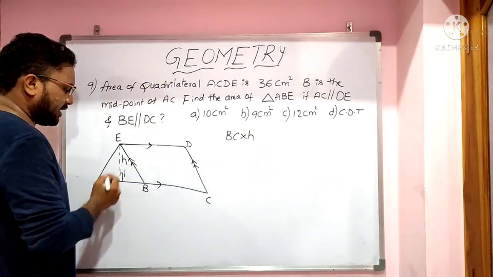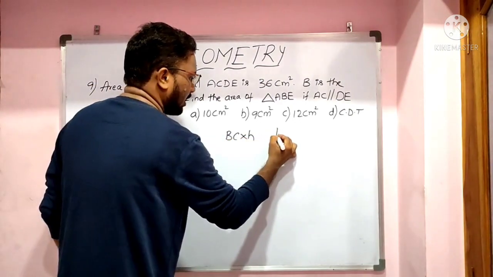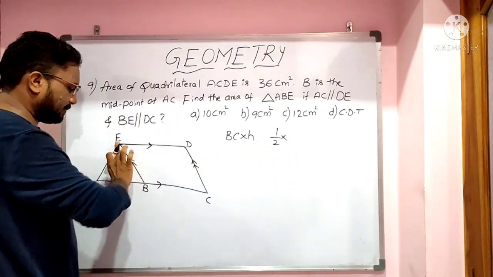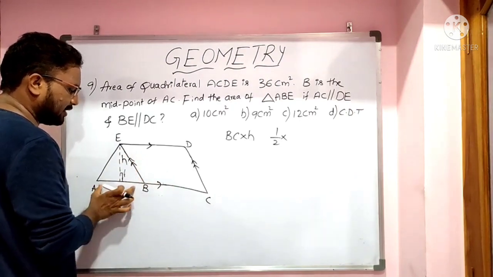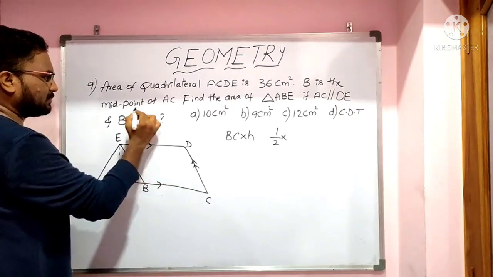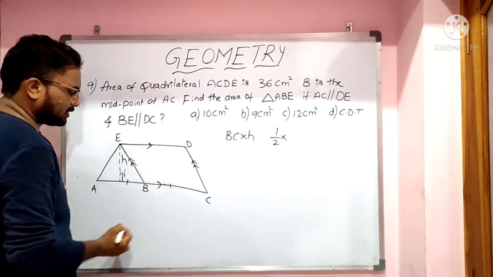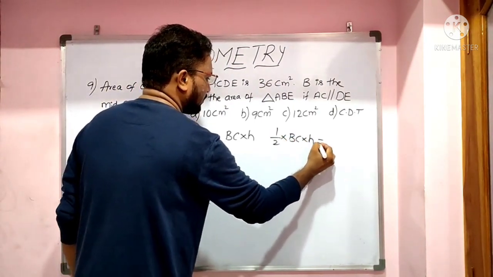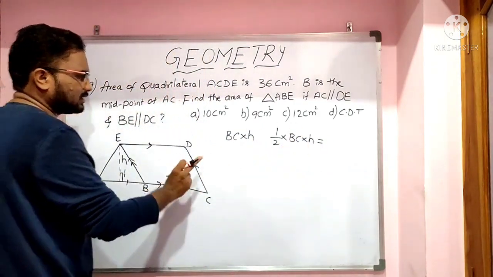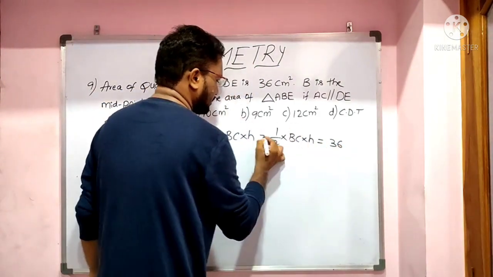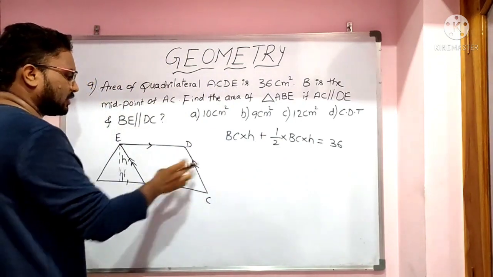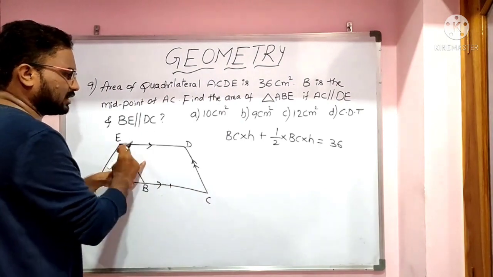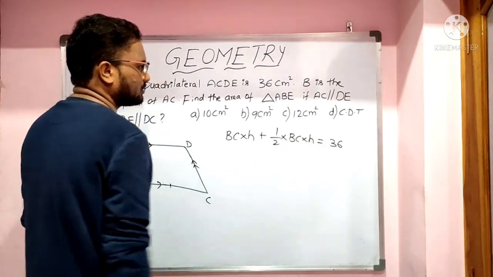And area of triangle is half into base into height, half into AB into height. Height is H. AB and BC both are the same because B is the midpoint of AC. So AB and BC both are equal. Half into BC into height. This plus this equals the total area of quadrilateral: area of triangle ABE and area of parallelogram BCDE equals 36 square centimeters.